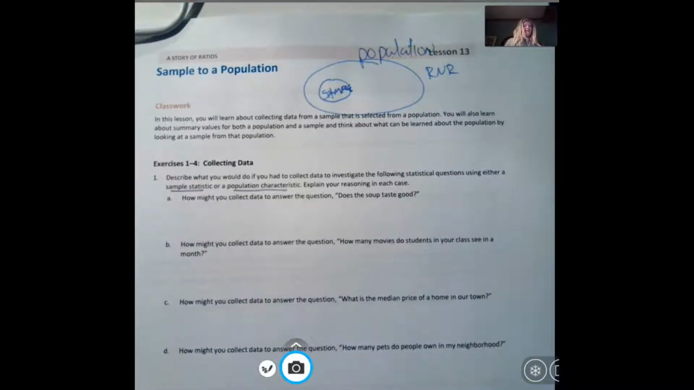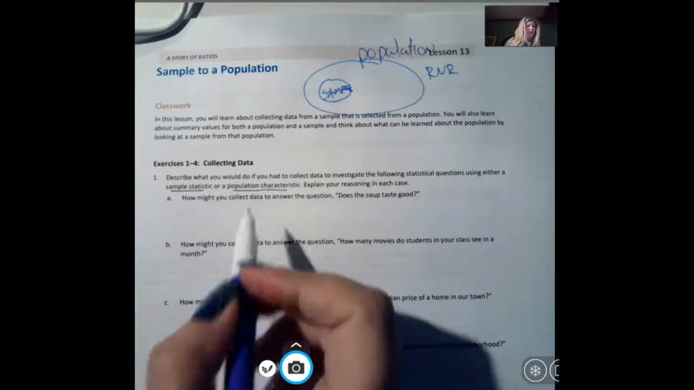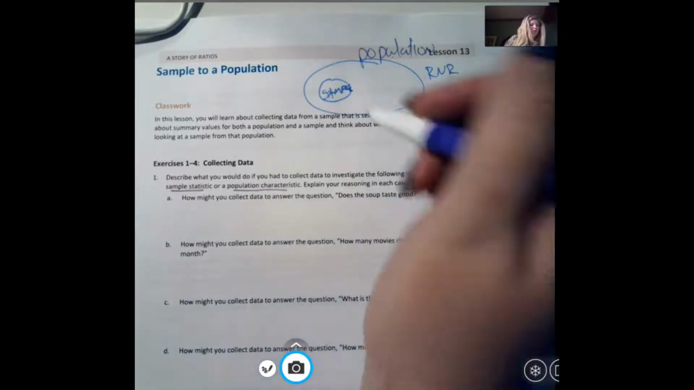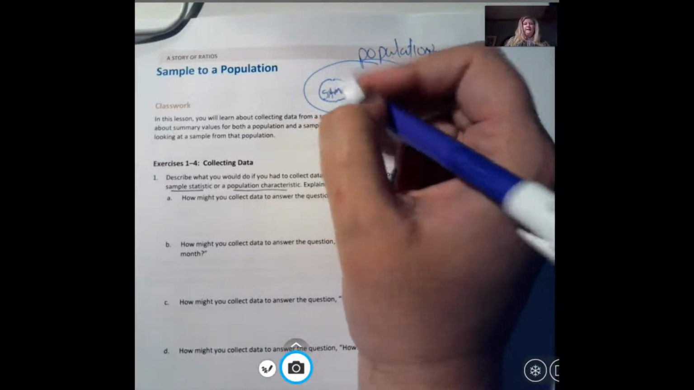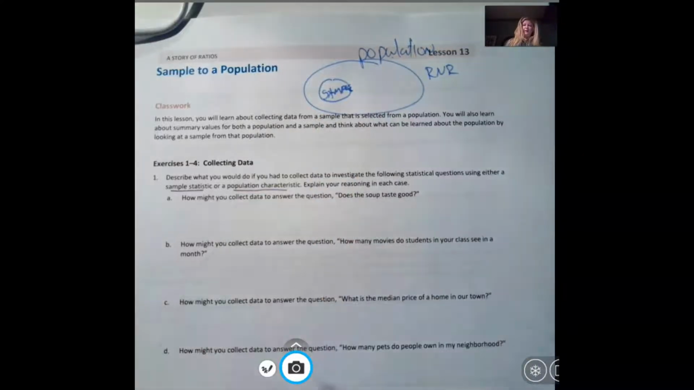So if I'm surveying or testing the entire everybody, that's a population characteristic. But if I'm just testing or asking or surveying a sample that represents the population, then it's called a statistic.